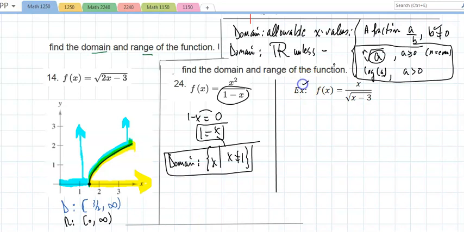And if I look at this example, I have two things going on. To talk about domain, one, I see a fraction, and I see a radical, and the index is even, right?